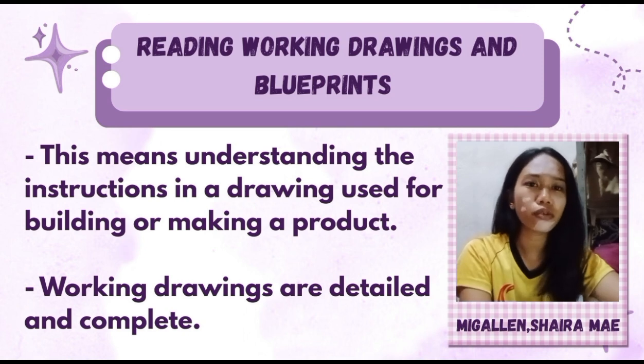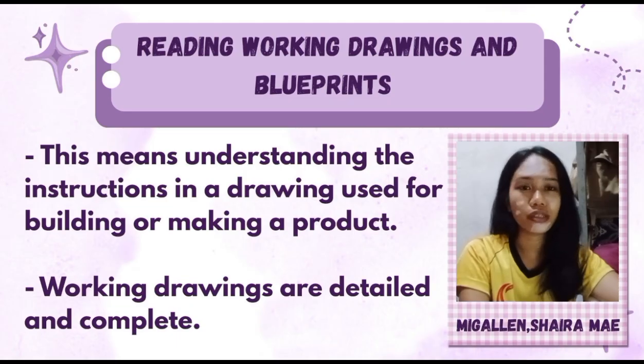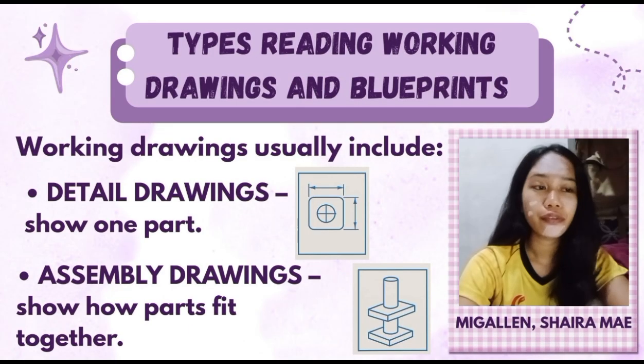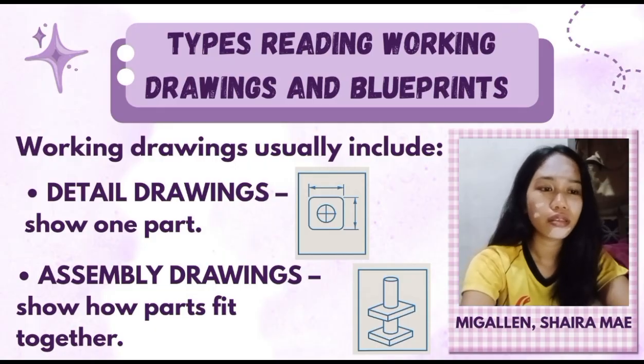And for working drawings, when we draw, our drawing must be very detailed so that the builders, the ones who will make your houses or the building, can know exactly how to create or assemble the building or something. There are four types of working drawings and blueprints: detailed drawings, assembly drawings, pictorial drawings, and dimension drawings.